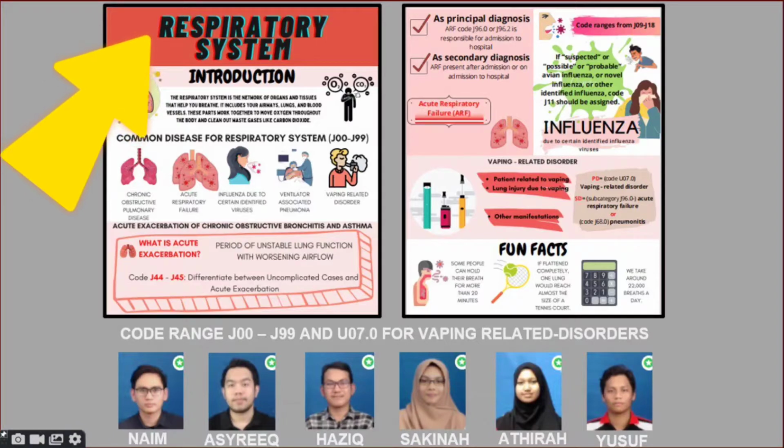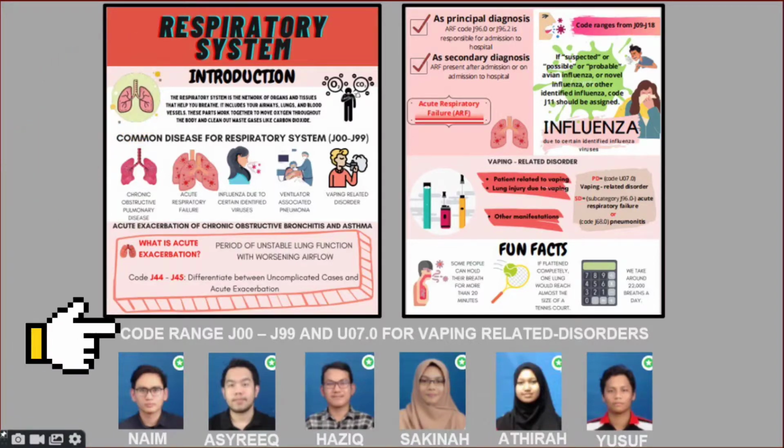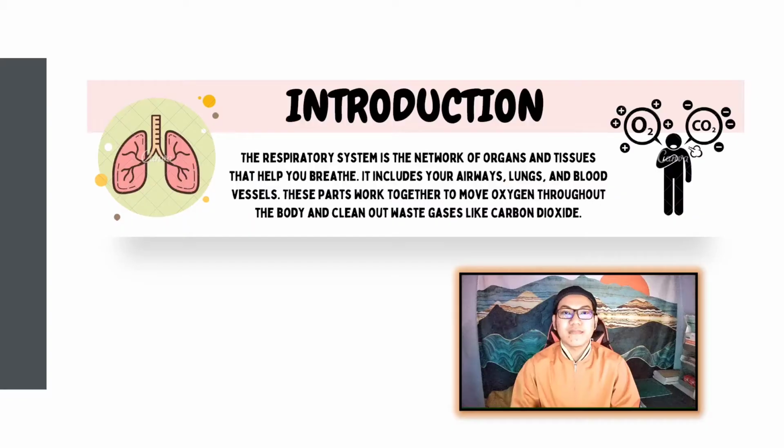We'll be presenting the overall infographic of diseases of the respiratory system, code range J00 to J99 and U07.0 for vaping-related disorders. Let's get started.